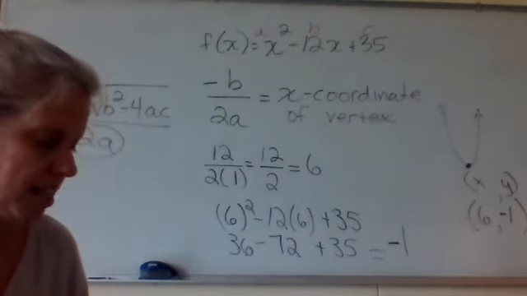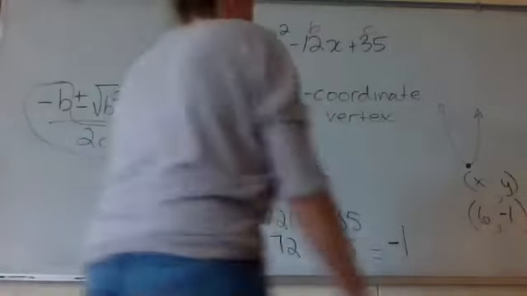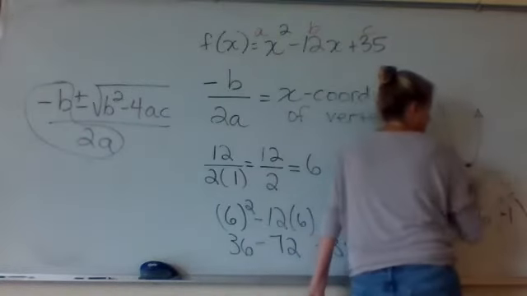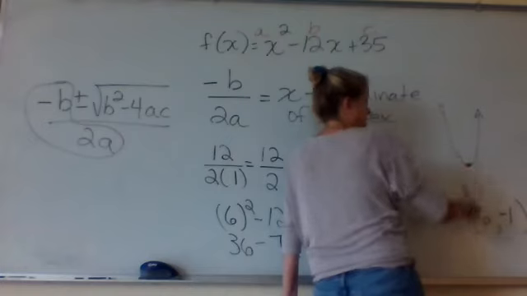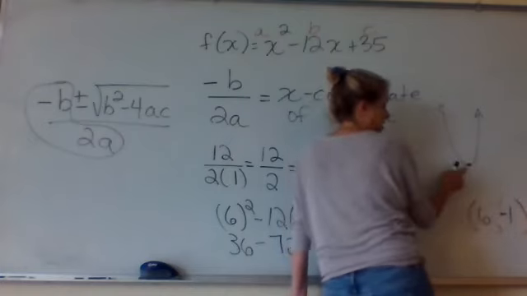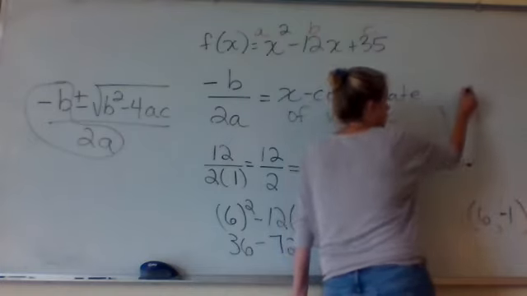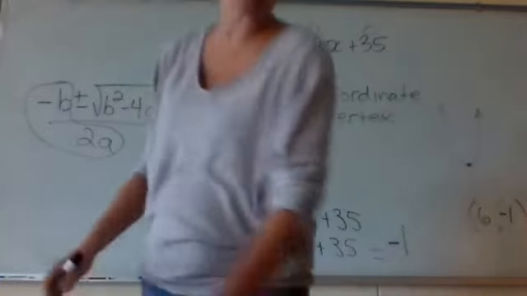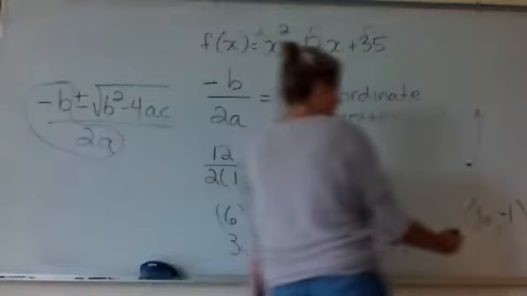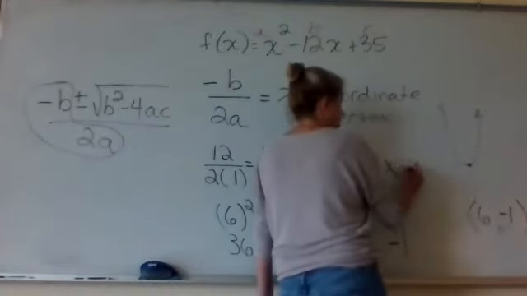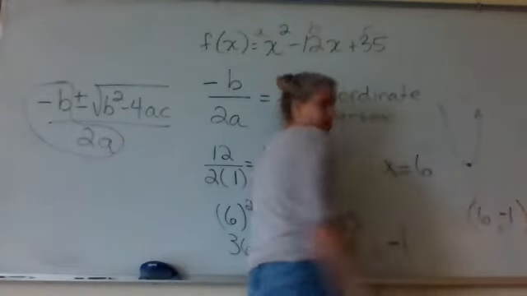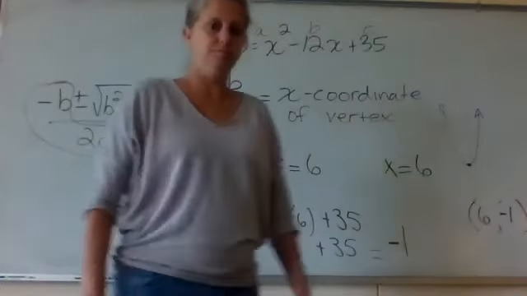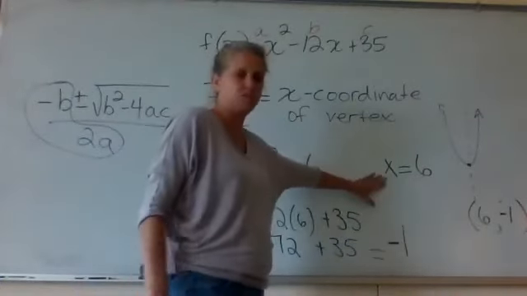So now it says find the equation of the axis of symmetry. So we'll just say that this is what the parabola looks like. This is the point 6, negative 1. Remember, the axis of symmetry will be the vertical line that cuts it right in half, and it's always x equals whatever that x coordinate was. So there's your axis of symmetry.